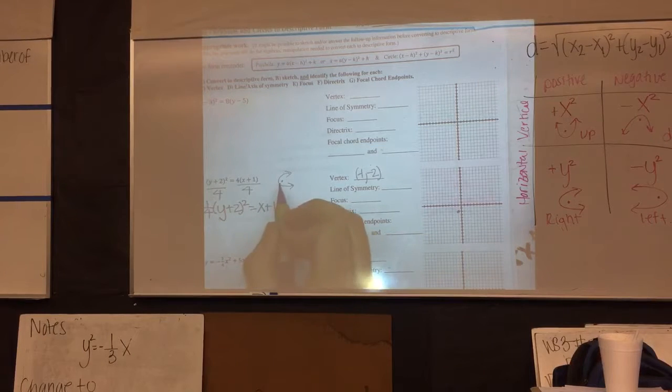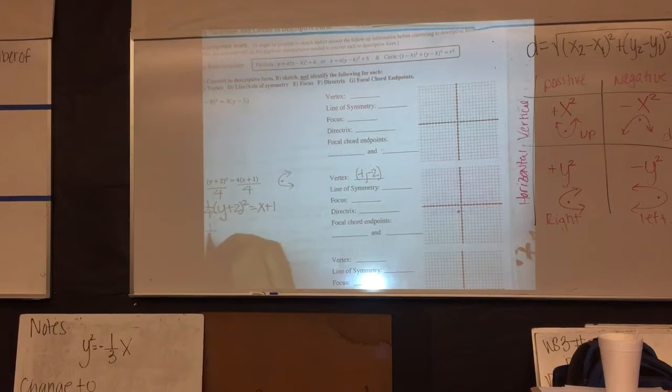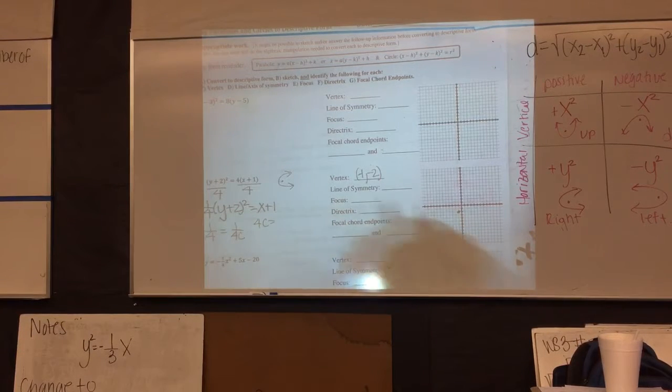To find this distance here, c, we take our fraction 1/4, and we set it equal to 1/4c, and cross multiply. So 1 times 4c is 4c, 1 times 4 is 4, and when you divide both sides by 4, you get a c value of 1. So that means our focus is 1 to the right of the vertex, and we're going to label that coordinate, that's 0, -2.